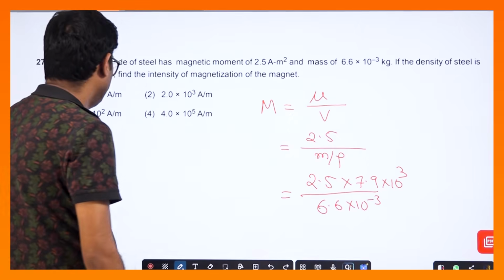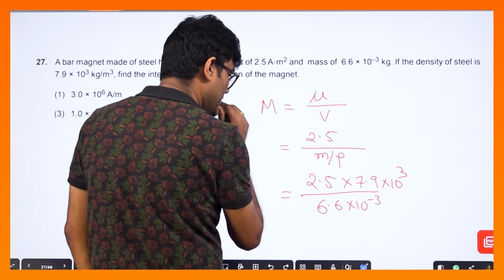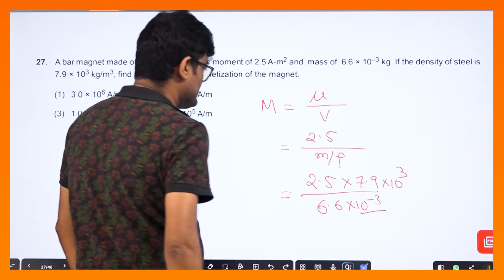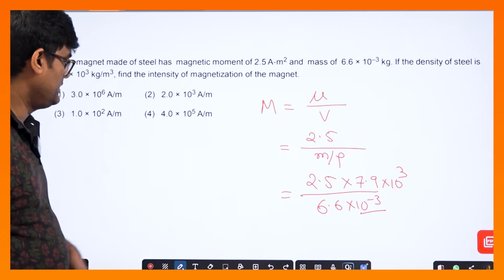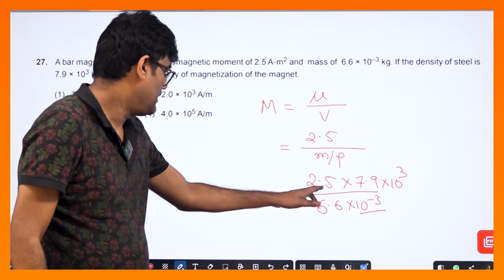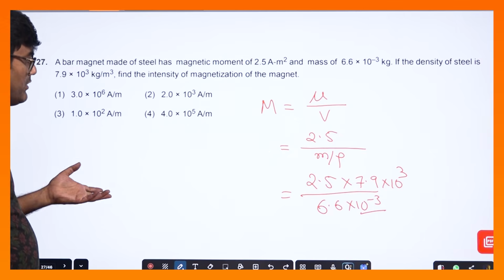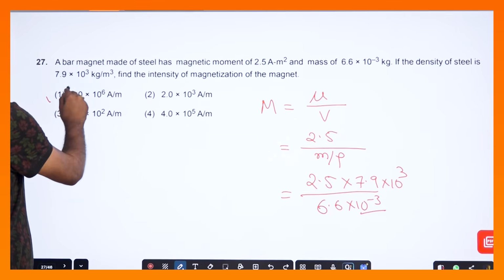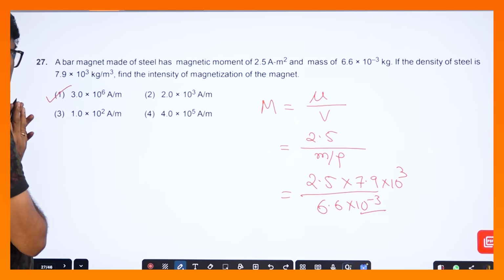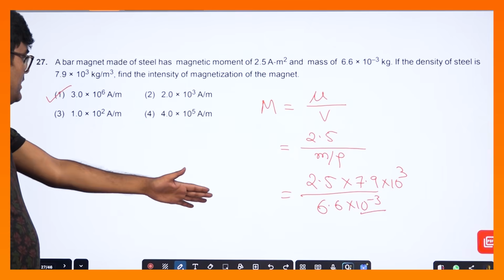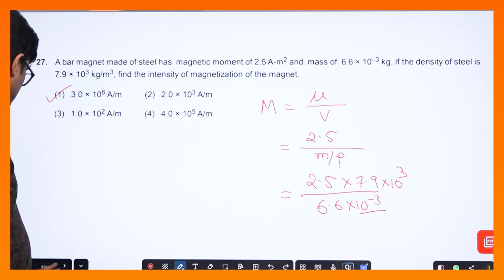Right? So I think if you go with the options, then it is 10 power 6, and these are almost cancelling each other. So it is more than 2.5, suppose 3 to 4 into 10 power 6. So 3 into 10 power 6 is a good choice, right? So I will not calculate, but I can directly answer this question.